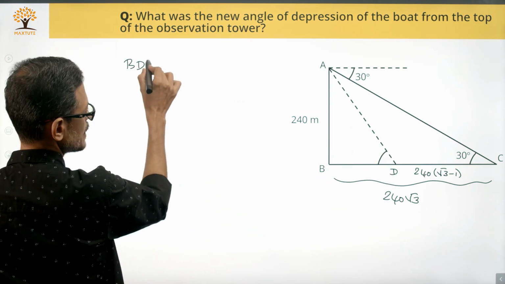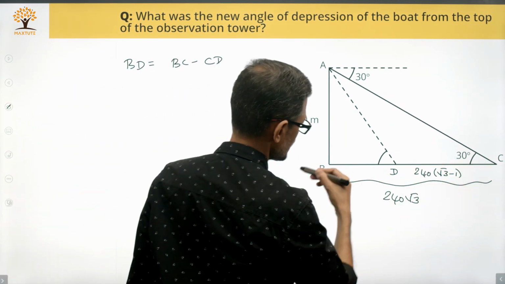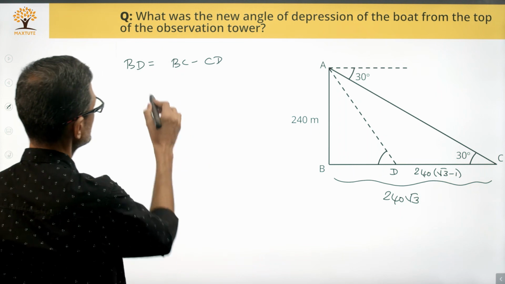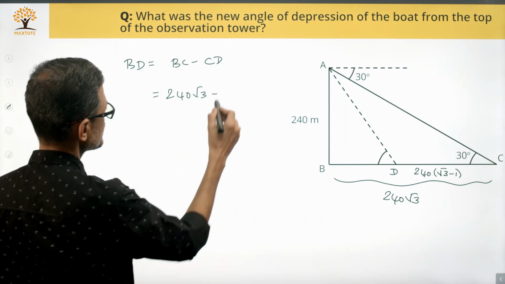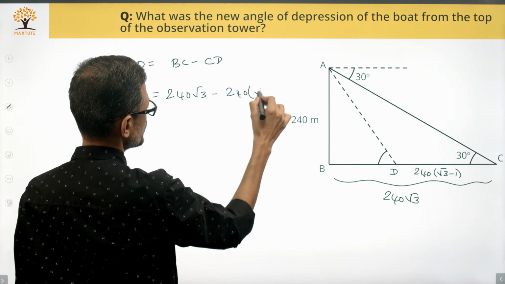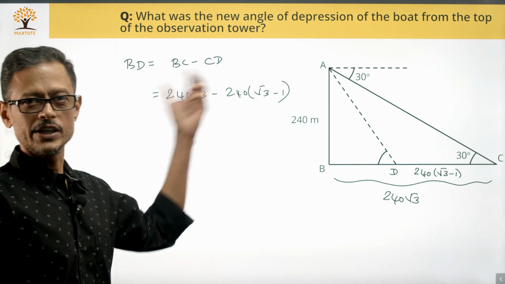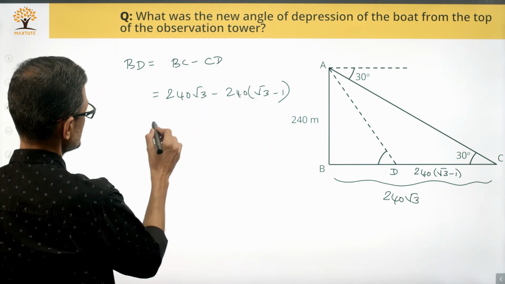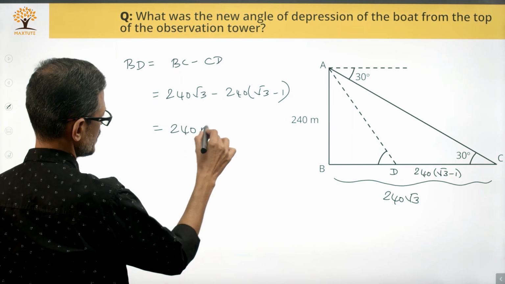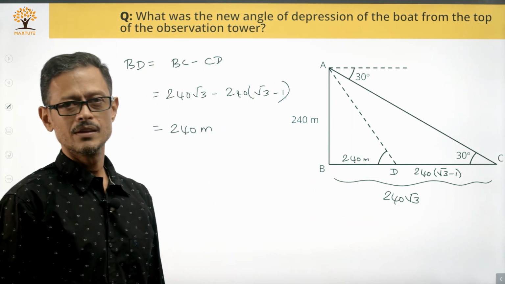BD is nothing but BC minus CD, the distance it has traveled. BC is equal to 240 root 3 and CD is equal to 240 into (root 3 minus 1). 240 root 3 minus 240 root 3 will get cancelled. Minus of minus 240 is what we'll be left with, which is equal to 240 meters. So we found out BD to be equal to 240 meters.